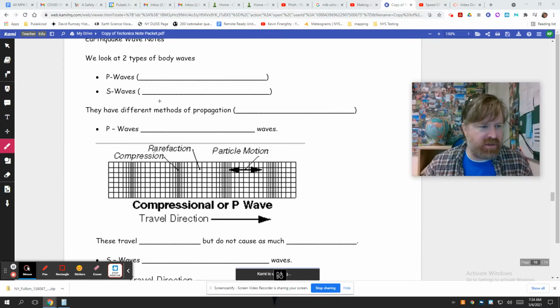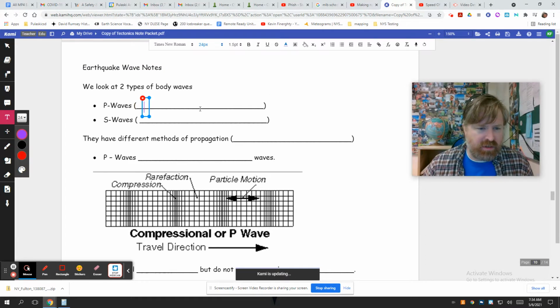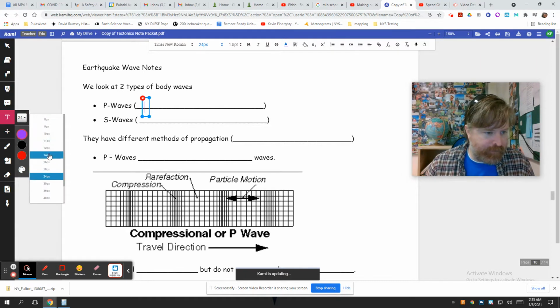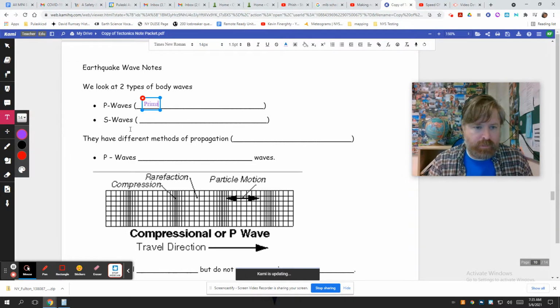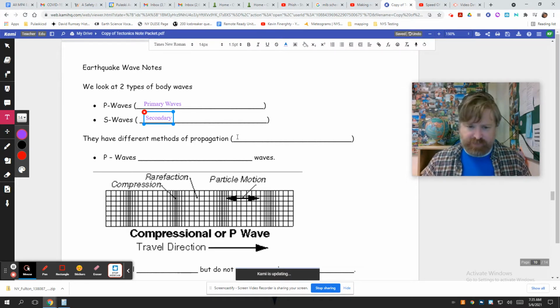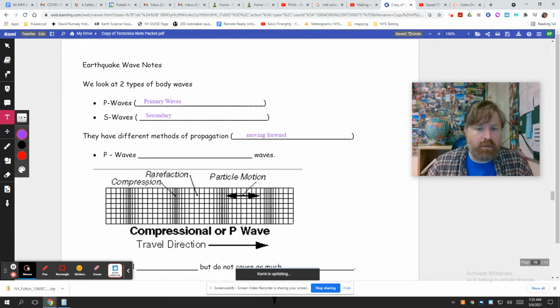We've got P waves, which we're going to call, in smaller font, primary. And S waves, secondary. They have different methods of propagation. That's a fancy word for just moving forward. Don't worry about that. No big deal. All right, so let's check them out.